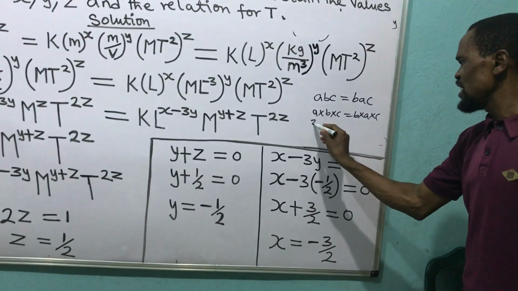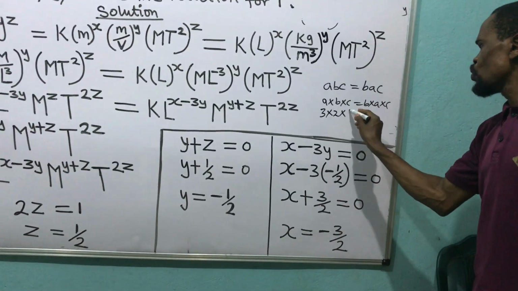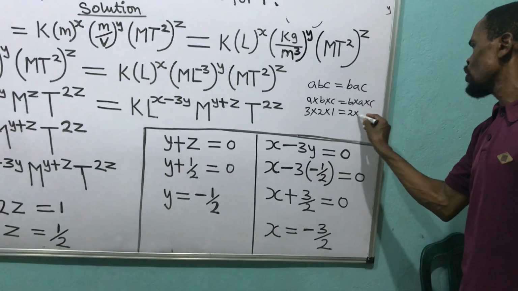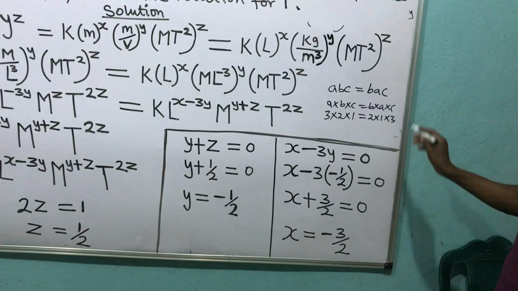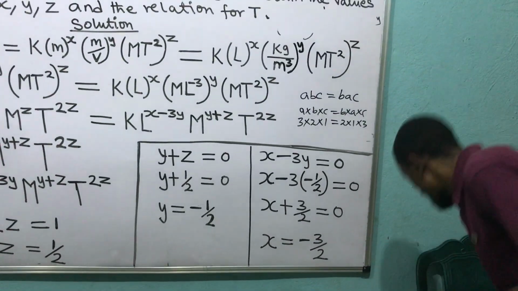And that means that 3 times 2 times 1 is the same thing as 2 times 1 times 3. And it will give me the same thing. So, and I have this.